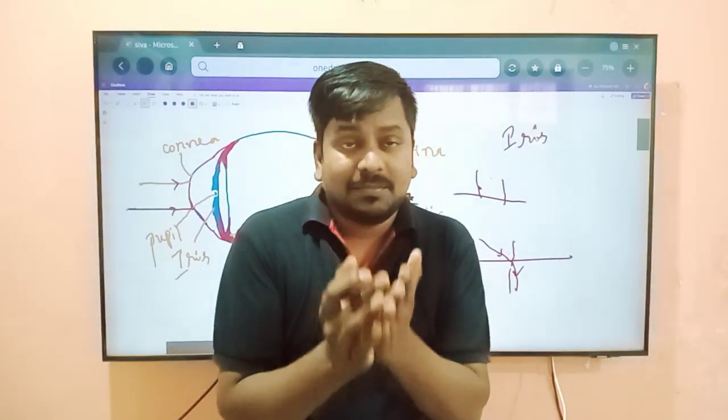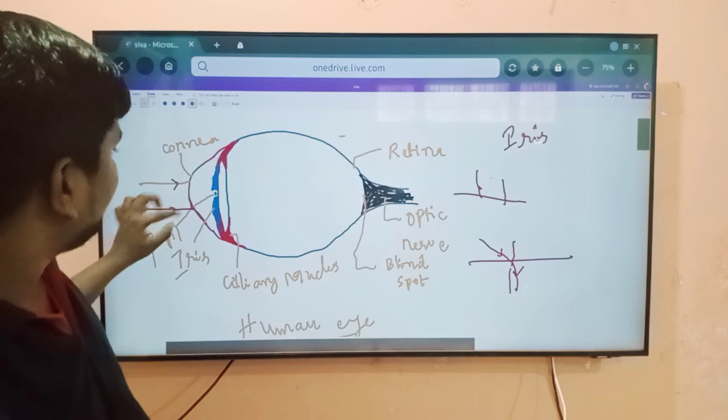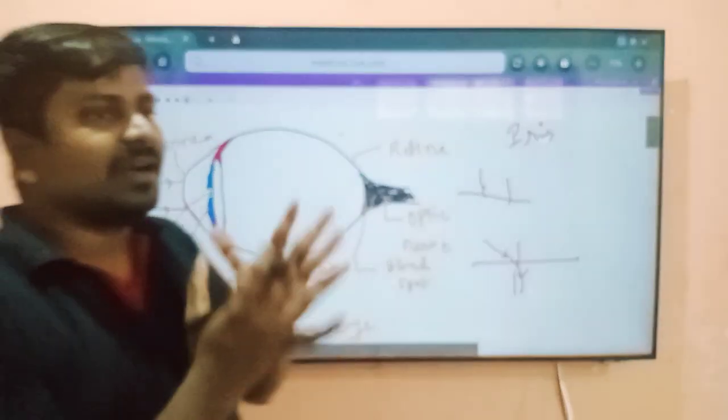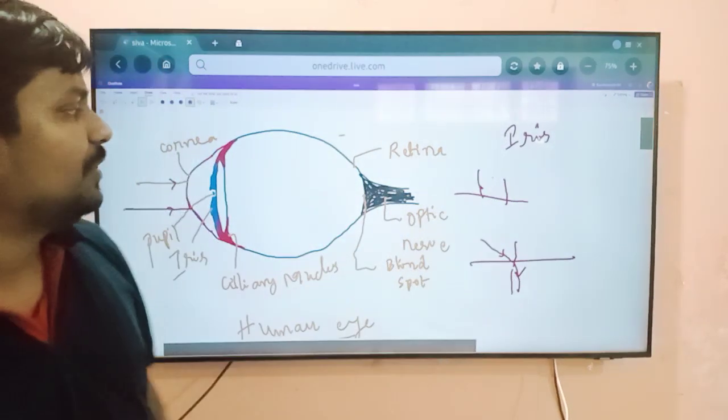And the pupil will control the amount of light entering into the eye. See this one here. The pupil controls the amount of light entering into the eye.